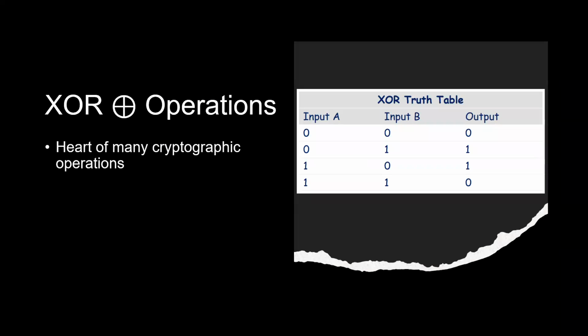We'll go over that in a bit, but the main point of how that works is the XOR, exclusive OR operation. As mentioned here, it's the heart of many cryptographic operations. This is just an XOR truth table, and you'll see this in your computer science classes, in your regular math classes, hopefully, as well as in your engineering classes.